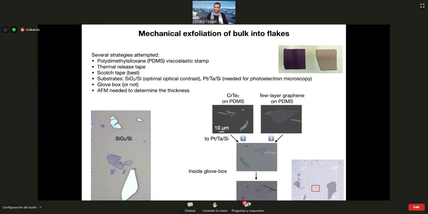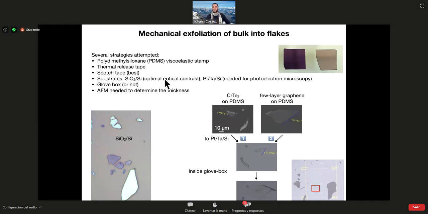I heard plenty of experts on exfoliation of 2D materials. We use different strategies: PDMS, viscoelastic stamp, thermal resist tape, Scotch tape, etc. So far for us, Scotch tape proved to be the best, and we use different substrates. That's a minor point, but sometimes it's important, maybe at least to mention it once. For some of the experiments I will show you today, we need a conductive substrate.